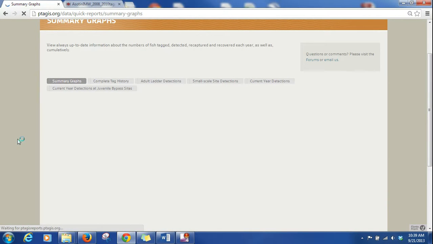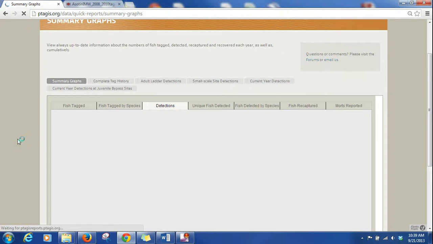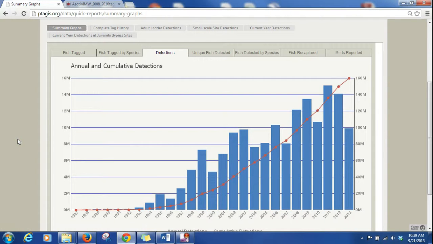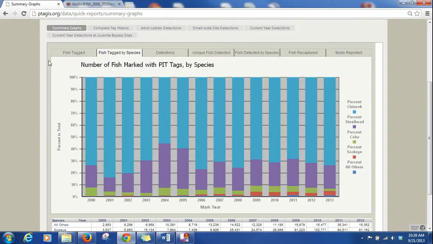There's a lot of information in this site. For example, we can look at the number of detections per year, which are the blue bars, and the cumulative number of detections since 1987 is the red line on this axis over here, 160 million detections. We can also look at which species are tagged with PIT tags, and you can see that Chinook make up the largest percentage of the fish that are tagged.